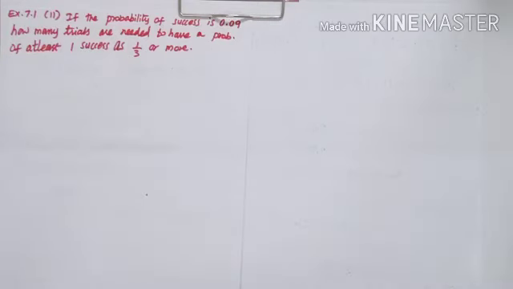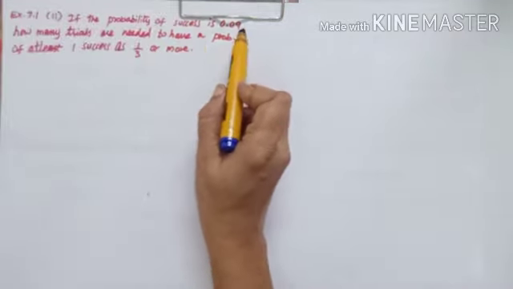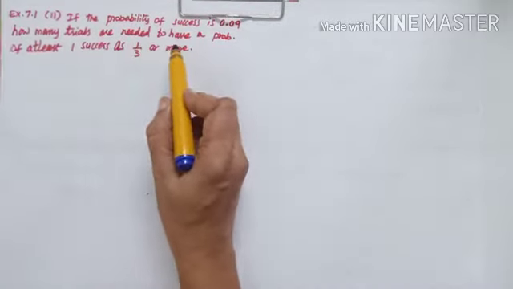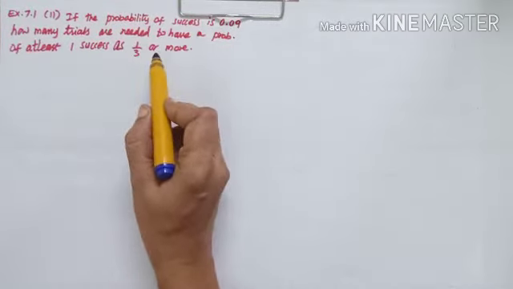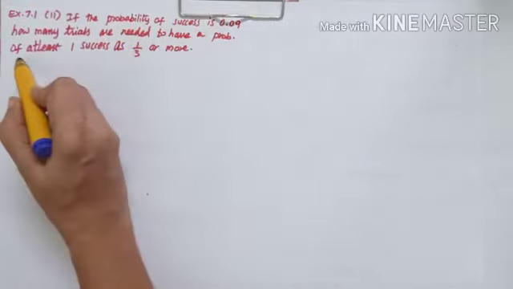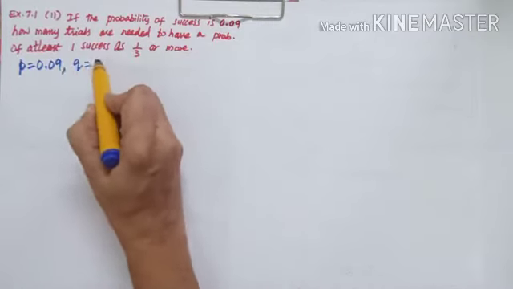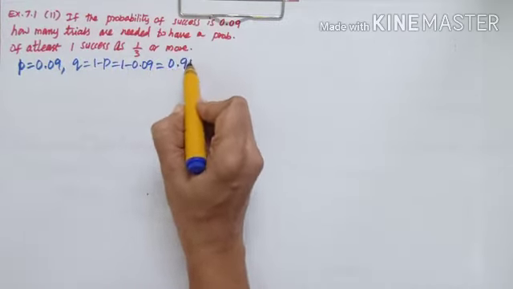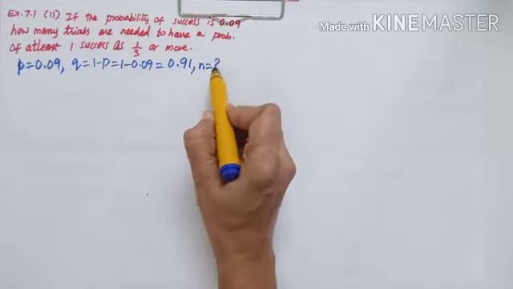Exercise 7.1, question number 11. If the probability of success is 0.09, how many trials are needed to have a probability of at least one success as 1 by 3 or more? The first line tells me probability of success. So P equals 0.09. Q equals 1 minus P, that is 1 minus 0.09, which is 0.91. How many trials? N is the question mark.